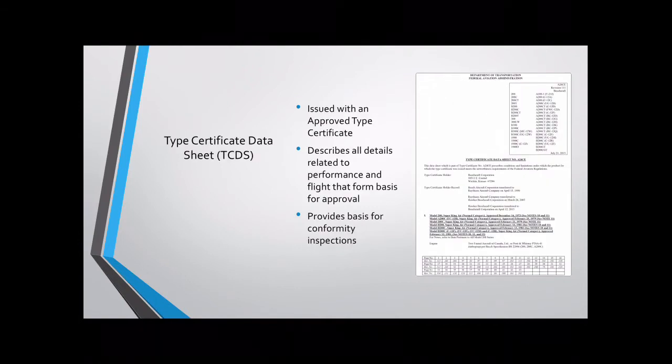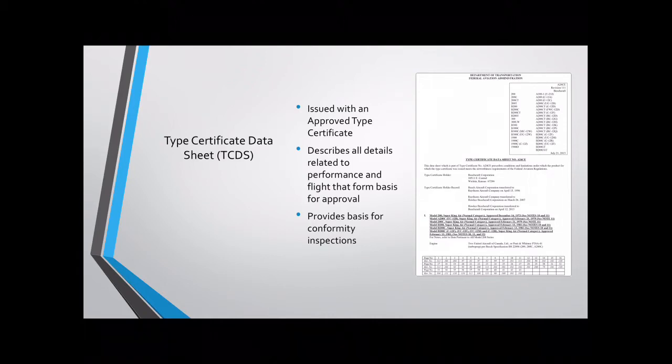Now, here's where the type certificate data sheet comes in. We have a type certificate, which as you saw on the first page, doesn't have a lot of information behind it, and that's where the data sheet comes in. This is going to be tied specifically to a type certificate, so it's issued with the approved type certificate, and it's going to describe all of the details, and this is the key part that I really want you to remember about this, all of the details that are related to performance and flight. That's a very, very important thing to remember.